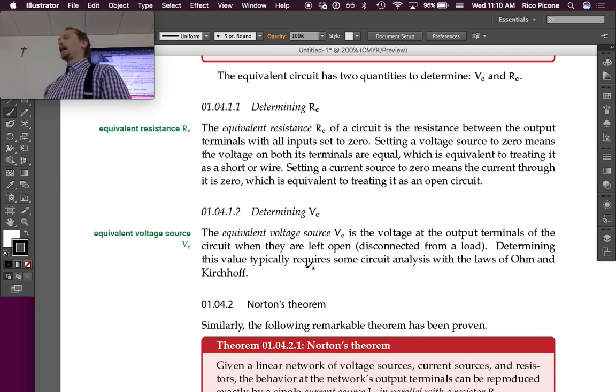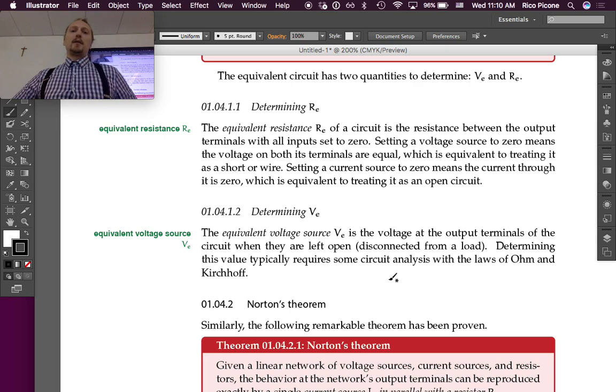Okay. So the equivalent voltage source, VE, is the voltage at the output terminals of the circuit when they're left open. In other words, disconnected from a load. So you don't connect anything up to the output terminals. You just find out what the voltage would be if you didn't connect it to anything.